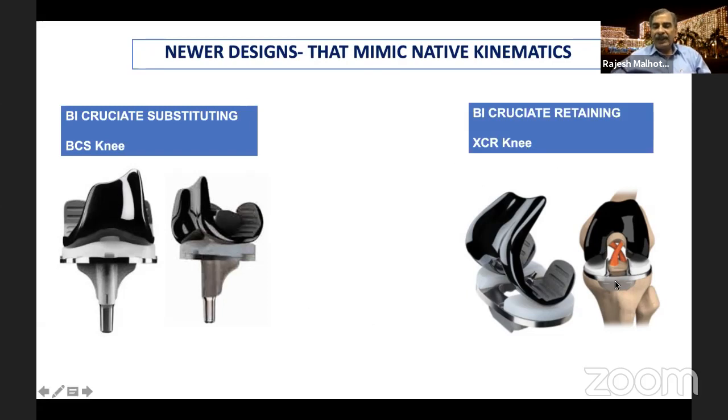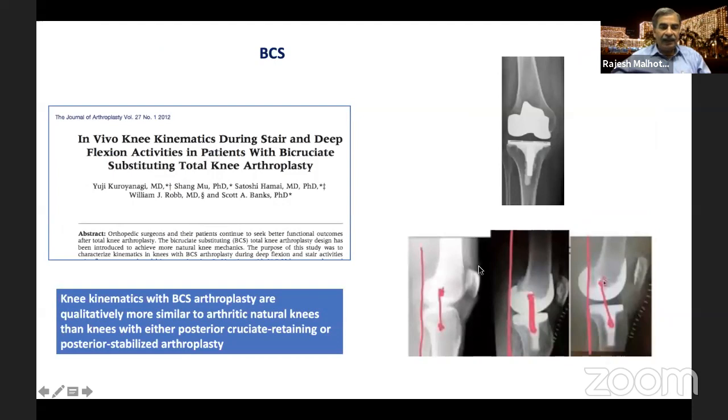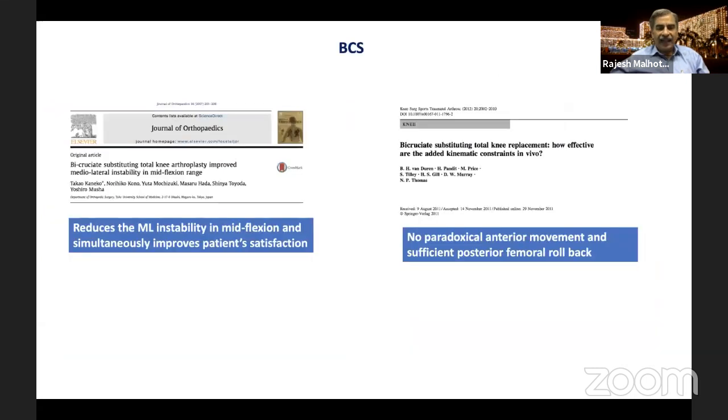And then there is bicruciate retaining. The problem with this is that it is very technique intensive because you have to leave a bridge of bone with the ligaments intact, and you have to work like two partial knees, which makes it technically very demanding. So there are reports that knee kinematics with BCS arthroplasty are more or less like a natural knee, which is unparalleled, cannot be achieved by any other design.